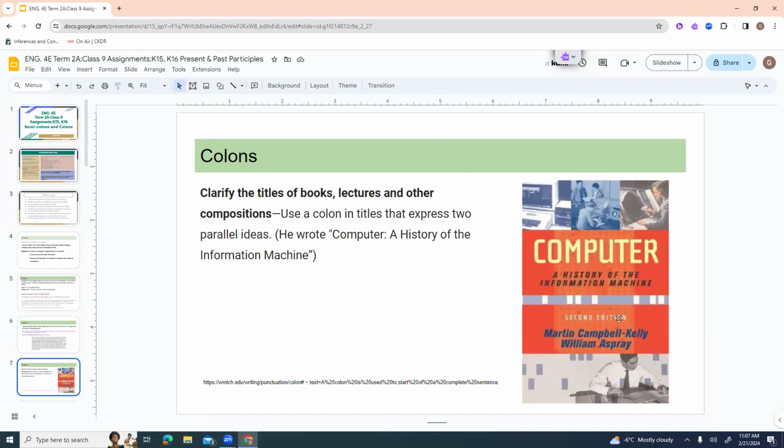Now, on the picture of the book, you can see there's not actually a colon there. But if you were saying, hey, I read this book, Computer: A History of the Information Machine, I would put the colon there. Here's my main heading. Here's kind of the subheading. It makes a little bit more sense. It makes it more clear to your reader what they're looking at.